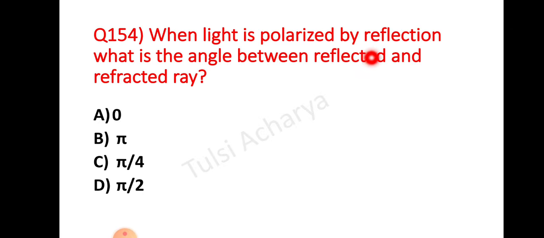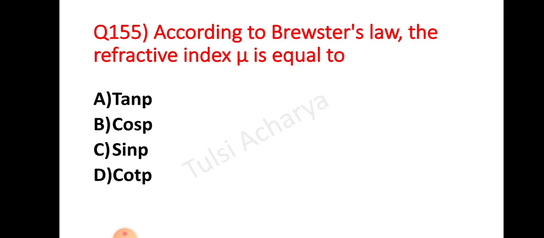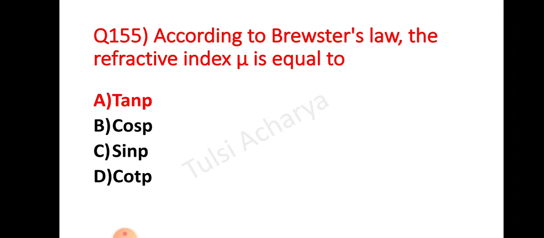When light is polarized by reflection, the angle between reflected and refracted ray is 90 degree. That is option choice D. Now let's move to next question. According to Brewster's law, the refractive index mu is equal to tangent of angle of polarization. That is option choice A. Now let's move to next question.